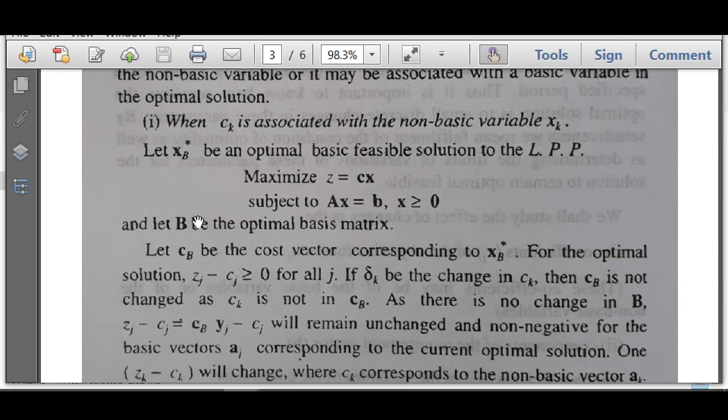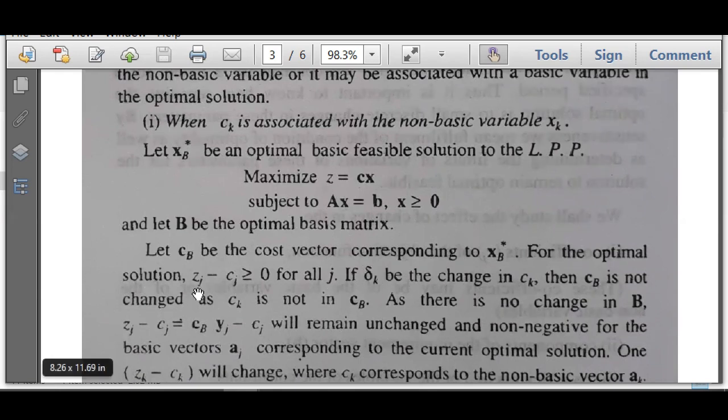And let B be the optimal basis matrix. That means whenever you follow the simplex algorithm and have obtained the optimal solution, you have to concentrate on the last table, which is the optimal table for this part of the analysis. So B is the optimal basis matrix in that case. Now let CB be the cost vector corresponding to XB star. For the optimal solution, as we have considered a maximization problem, Zj minus Cj is greater than or equal to 0 for all j.